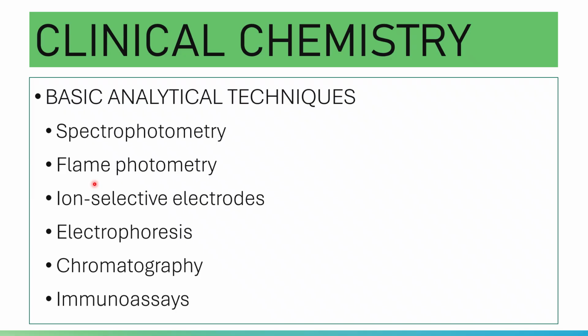But please note that you have your ISE, or ion selective electrode, which somewhat replaced your flame photometry. The ion selective electrode measures electrolytes based on the potential difference across a selective membrane. And same with flame photometry, it is utilized for sodium, potassium, calcium, chloride, and others.